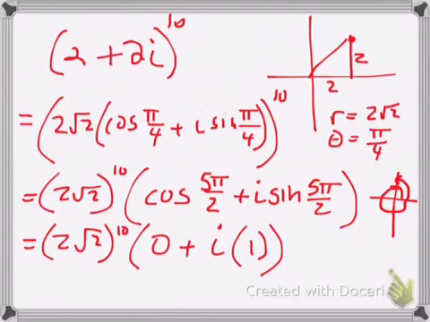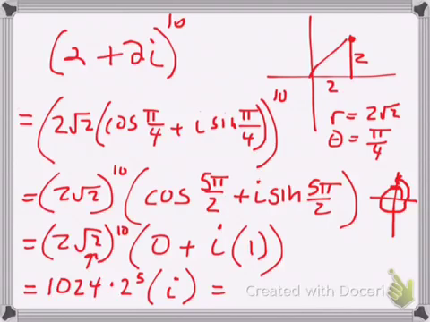So all they would have had to do at this point is 2 square roots of 2 raised to the 10th power. That's not difficult to do. 2 to the 10th power is 1,024. And then the square root of 2 raised to the 10th power is going to be 2 to the 5th. And I can take the 0 out. 0 plus I is just I. 1,024 times 32 is what we just found on our calculators.